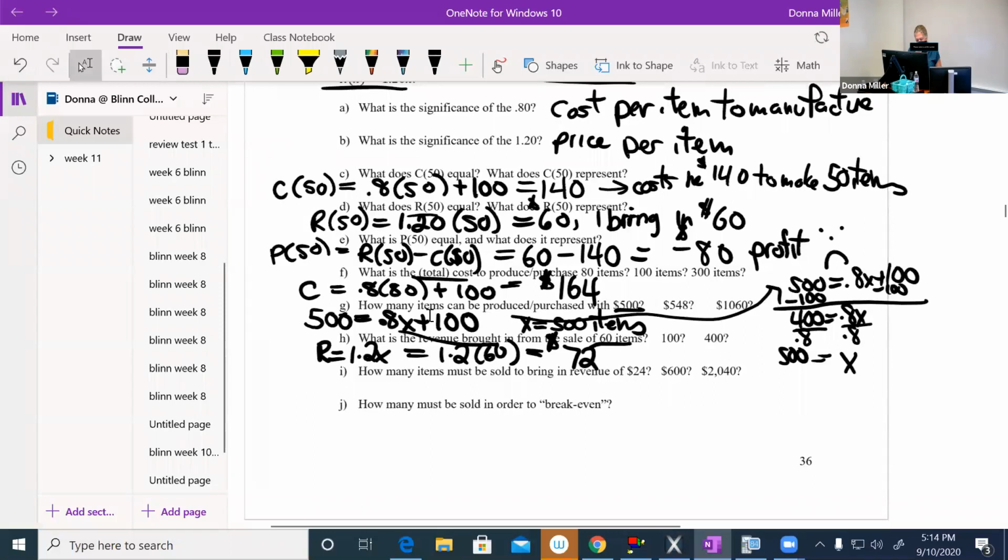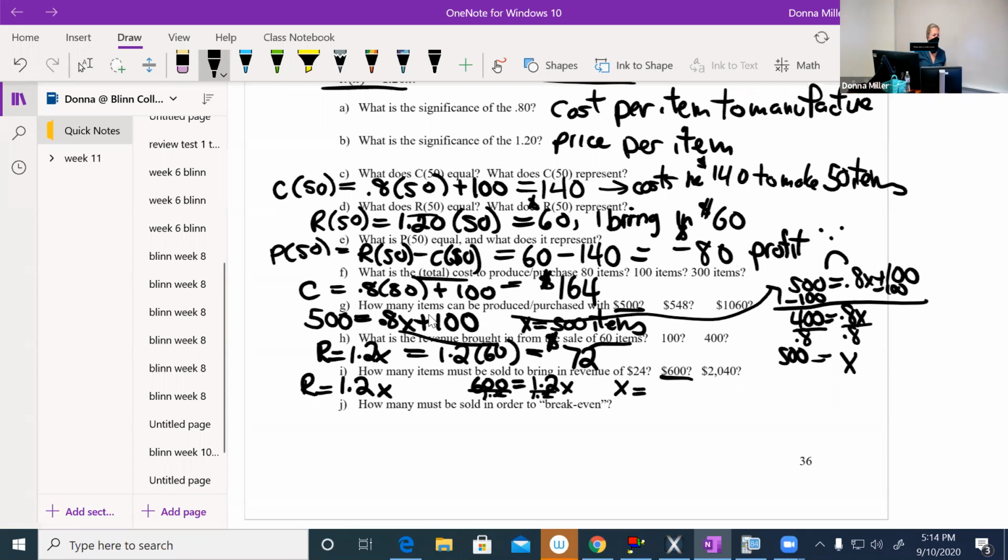All right, how many items must be sold to bring in the revenue? We'll just do 600. So I'm going back to revenue, right? Where am I going to plug in the 600, for R or X? R, it's money, right? So 600 equals 1.2x. Divide by 1.2. So somebody with a calculator take 600 divided by 1.2. How many would you get? 500. All right, so I've got to sell 500 items. Remember that X is the items, and R, P, and C are the money.